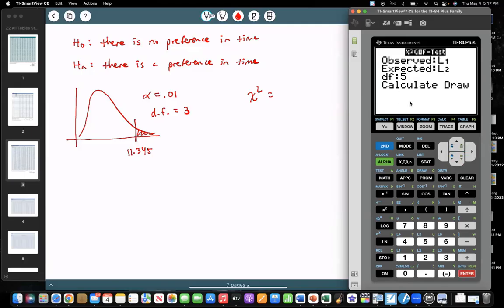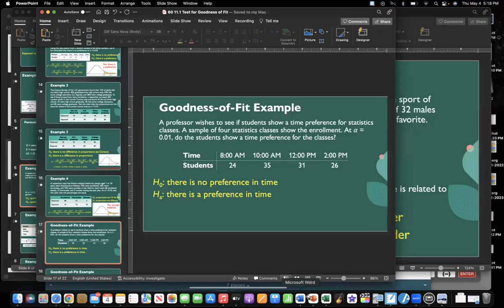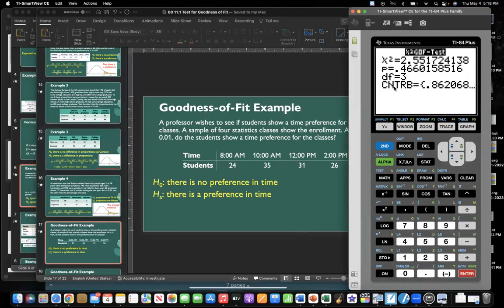If you click that, it'll verify observed is L1, expected is L2. We said degrees of freedom is going to be 3, so we have to input that ourselves. And if I calculate my test value, it looks like we get about 2.55. So rather than doing 24 minus 29 squared over 29, 35 minus 29 squared over 29, observed minus expected squared over the expected, the calculator will do all 4 of those for us. As you can see, in that last row it gives you what each of those fractions would give you, all 4 of them.